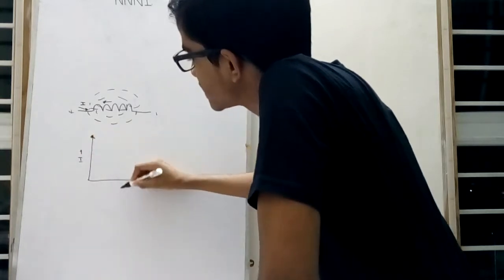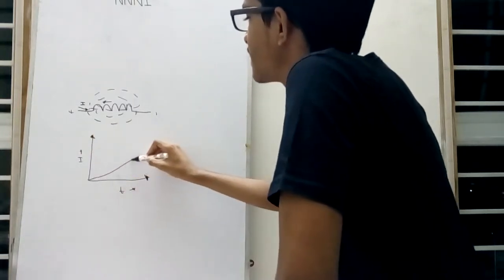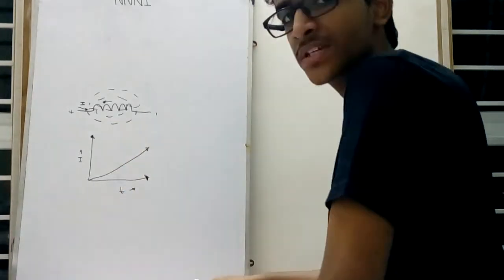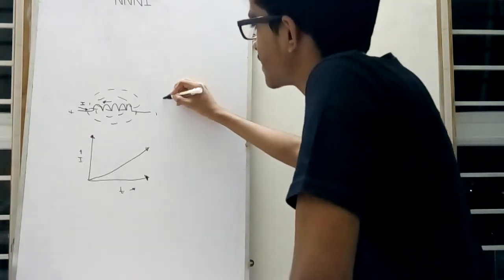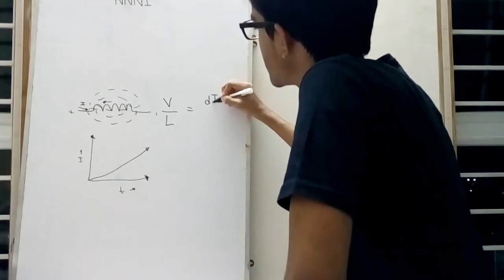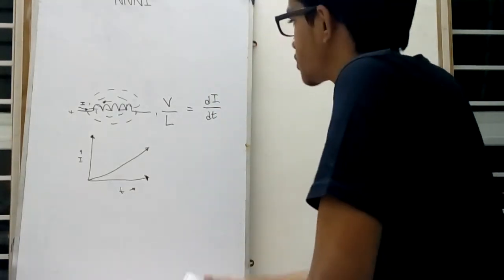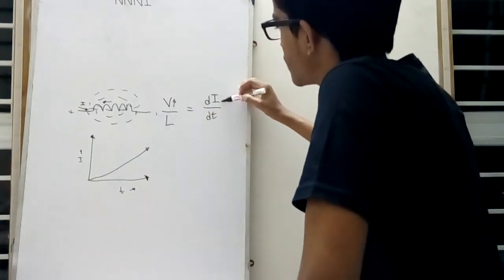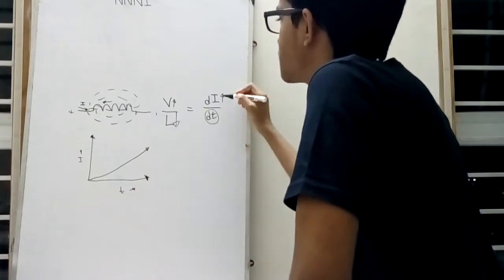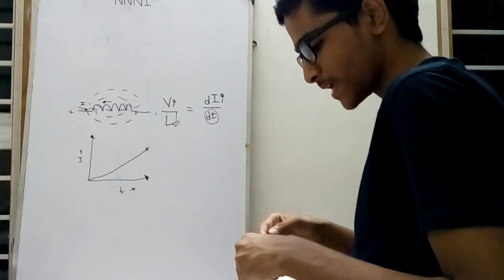Current on the y-axis, time always on the x-axis. So you have a linear rise in current, perfectly linear, depending on the voltage across these two terminals, and that's given by the relation V by L is equal to di by dt. So that's pretty much it. If you have an increase in voltage, you have an increase in current for the same amount of time, and less inductance means more current for the same voltage and time. That's what you can deduce.